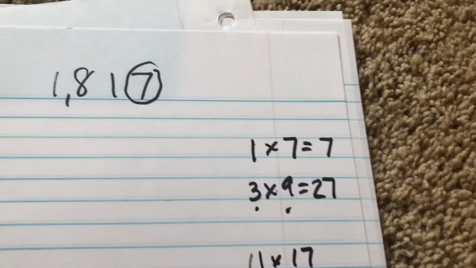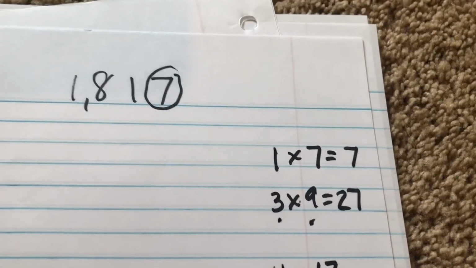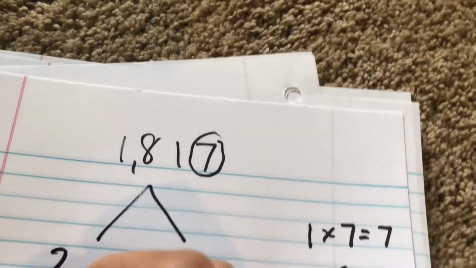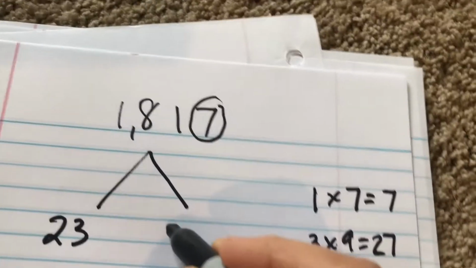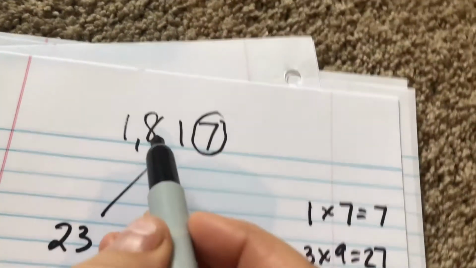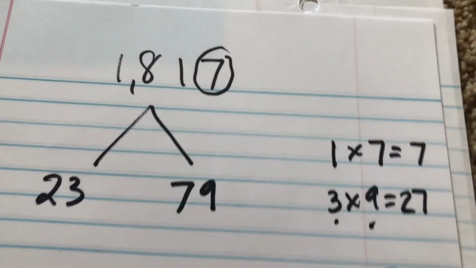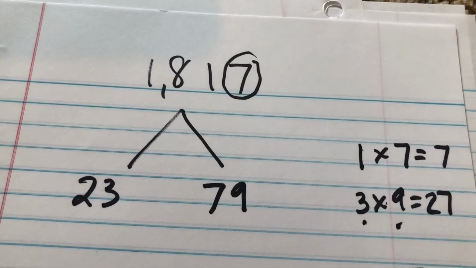So really, I've tried 4 numbers and 23 does work. So I end up with 23 and 79. When I divide 1817 by 23, I get this number. And because I know that's a prime, that's it. That's as far as you can go.